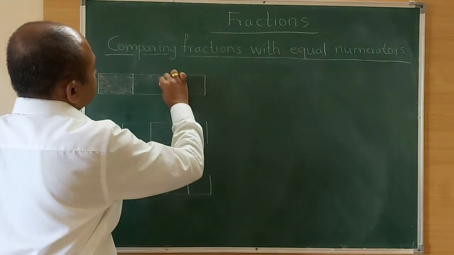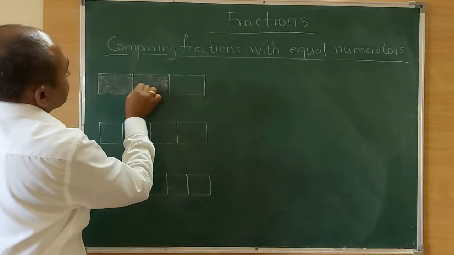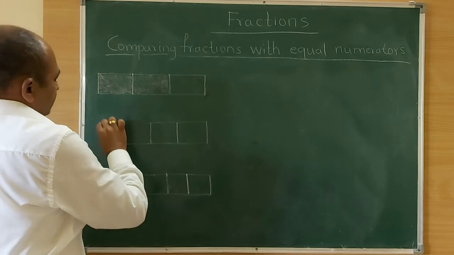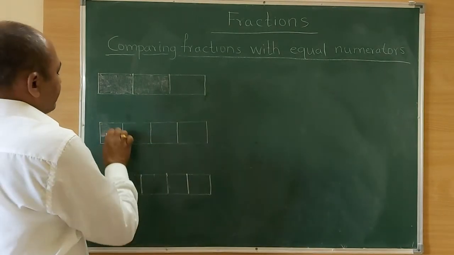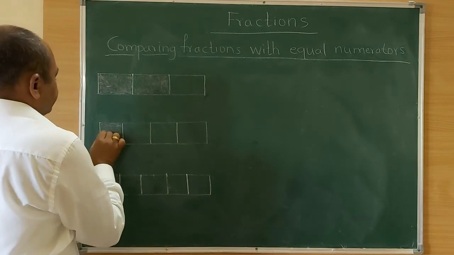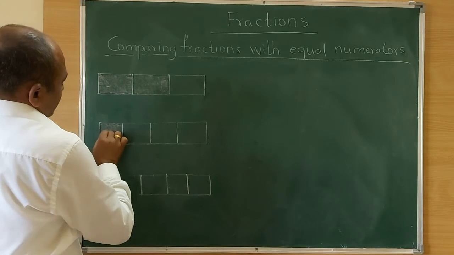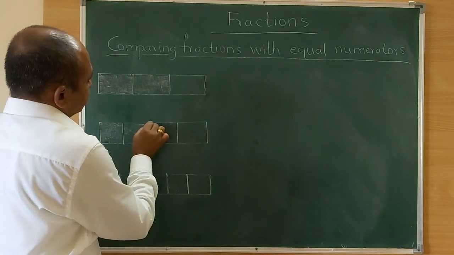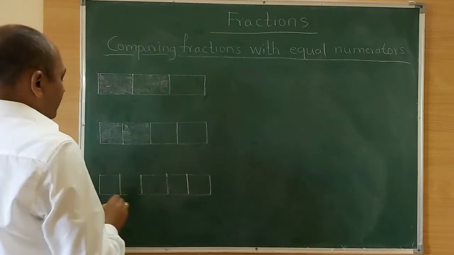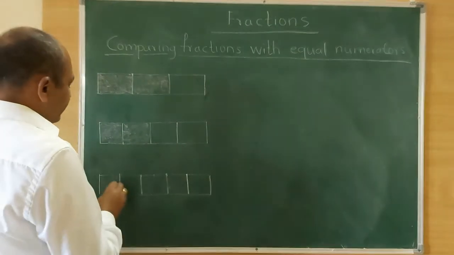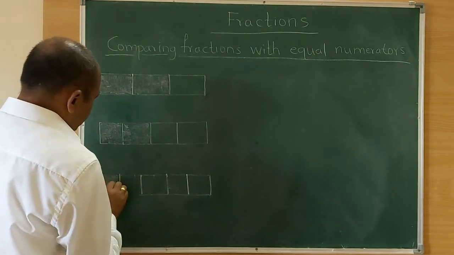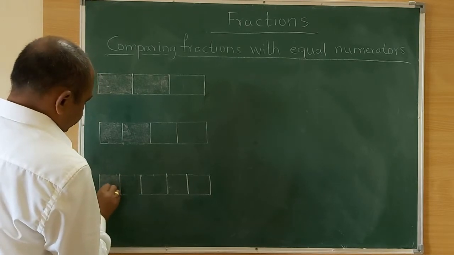1, 2. Here also I will shade it. The strip is divided into 4 equal parts. Here I will shade 2 of those parts. 1, 2. Here the strip is divided into 5 equal parts. Here also I will shade 2 parts.